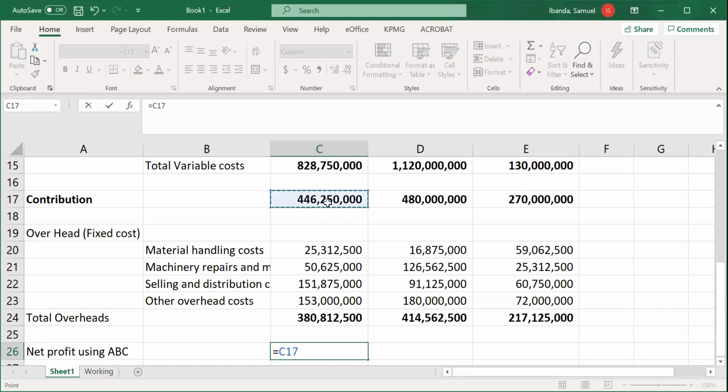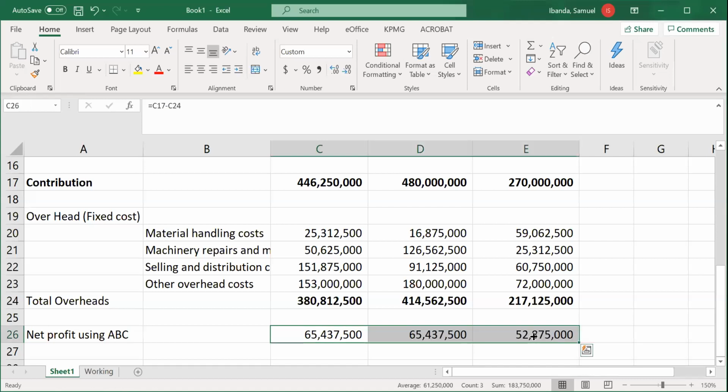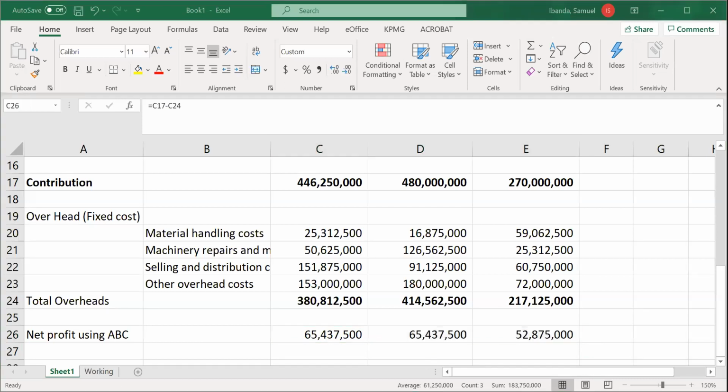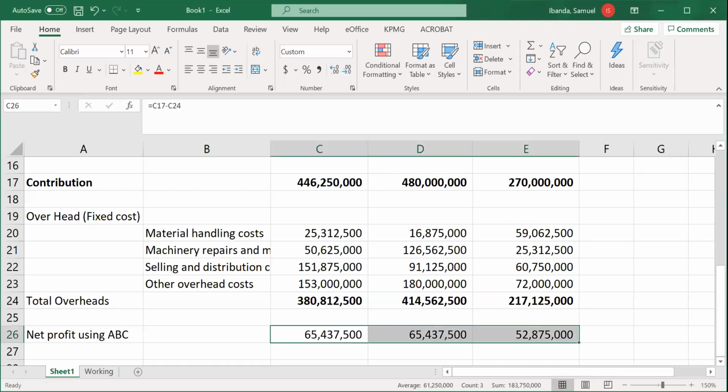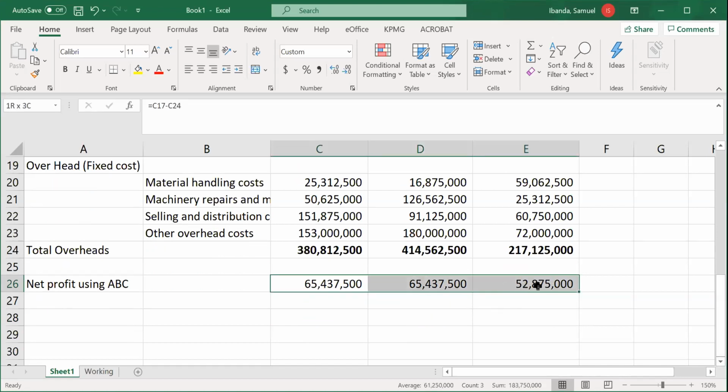So this will be this value minus this value, which gets you to 65,437. It's cascade down here, you still will be able to get the values for the rest of the thing. So you see that the next product also gives us a very similar profit. We get 65,437,500. And then the last product gives us 52,875. So this is the profit we have using ABC.